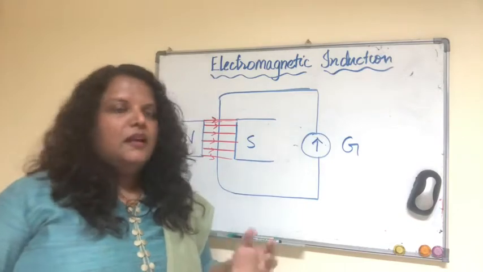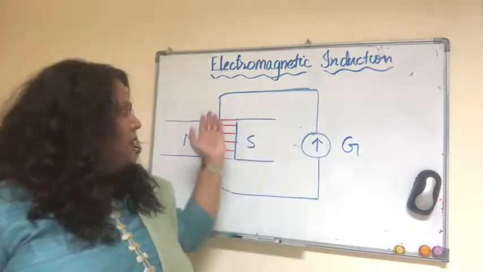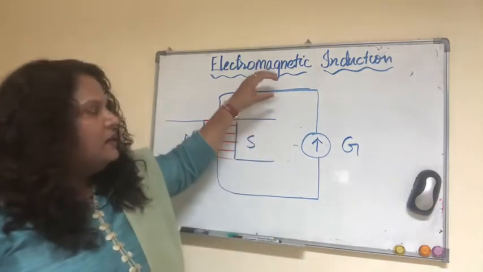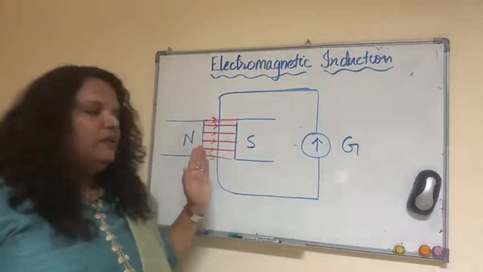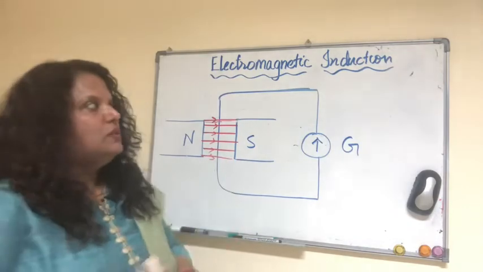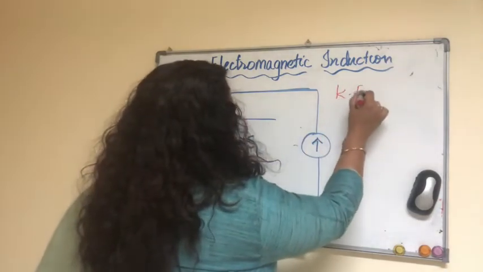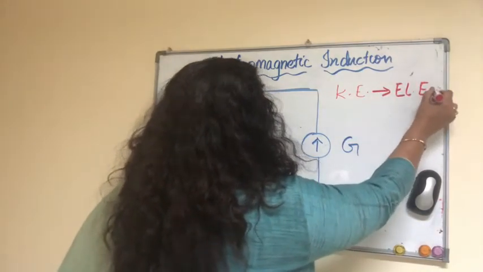So what does that mean? There are some charges flowing in the circuit, because as you see, I've not connected any other power source. You just have a connecting wire and a galvanometer. So what we have done is just a movement of the wire. The movement we can relate to kinetic energy. The kinetic energy actually gets converted to electrical energy.